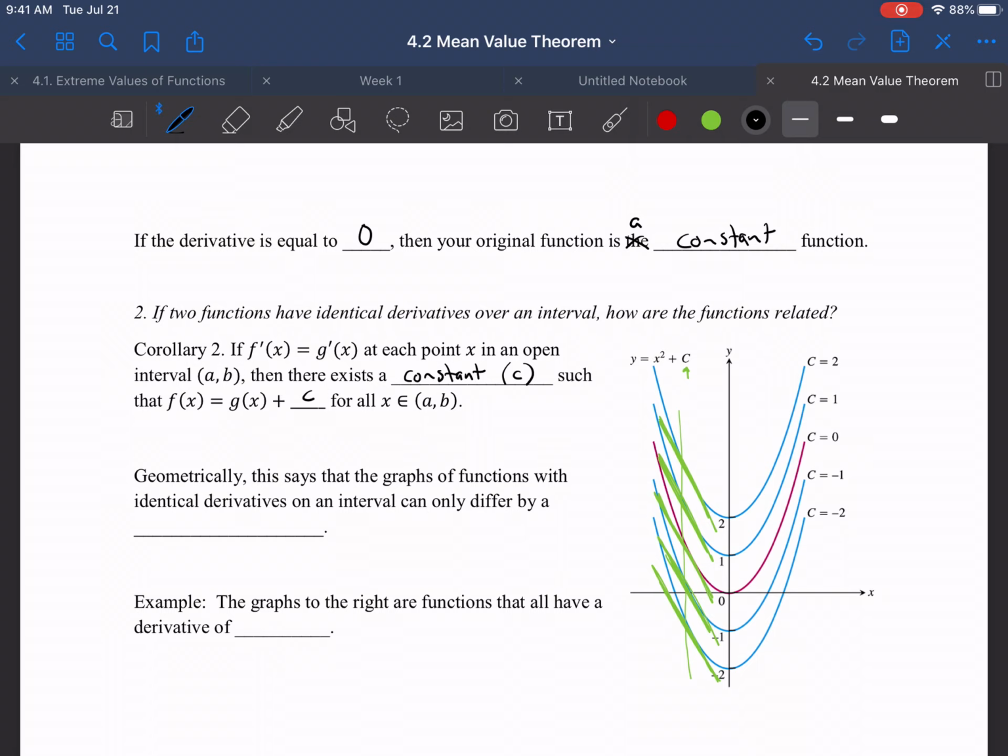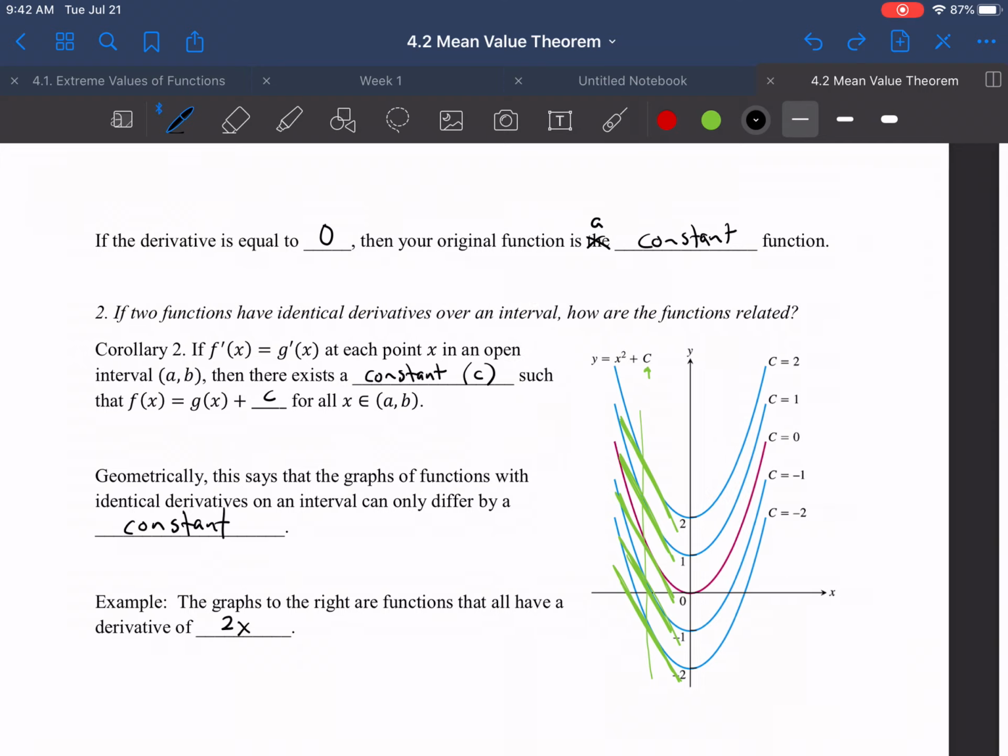So geometrically, this says that the graphs of functions with identical derivatives on an interval can only differ by a constant. And it's because that constant goes to 0 when you take the derivative. So you end up with the same function once you take the derivative. The graphs to the right are functions that all have a derivative of 2x because they're all x squared plus something. So when you take that derivative, this x squared becomes 2x, and this becomes 0. And so every single one of them has that same derivative, 2x.